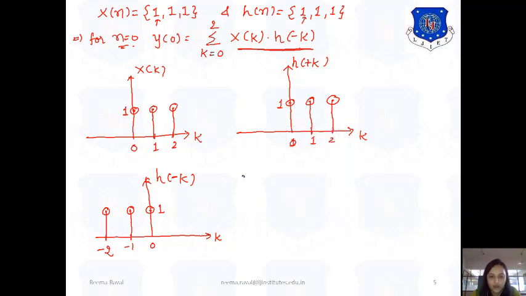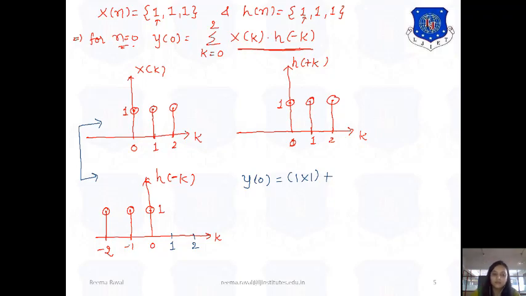So for y of 0 we have to multiply the instants that are similar. That means here as you can see, we are multiplying x of k and h of minus k. So at instant 0 in x of k the value is 1. Similarly at instant 0 for h of minus k it is also 1. So we will multiply the respective instants and add the other instants likewise. Now as you can see over here, at instant 1 the value is 1, at instant 2 the value is 1. But in h of minus k, at instant 1 and instant 2 there are no values. So we can take it as 0 or we can neglect that instant.